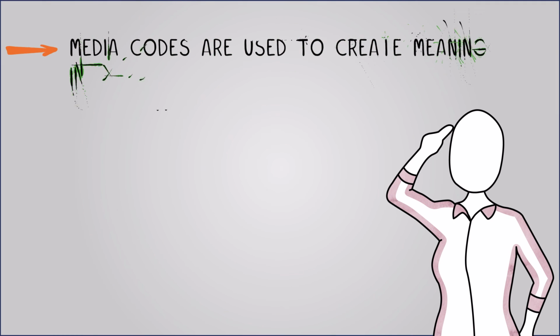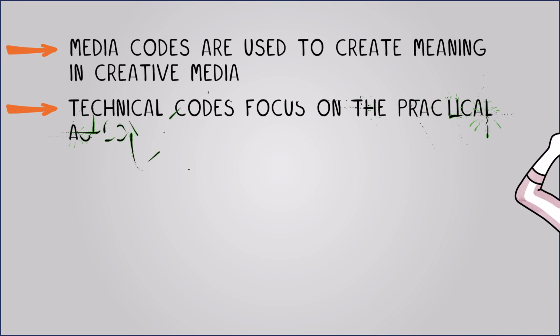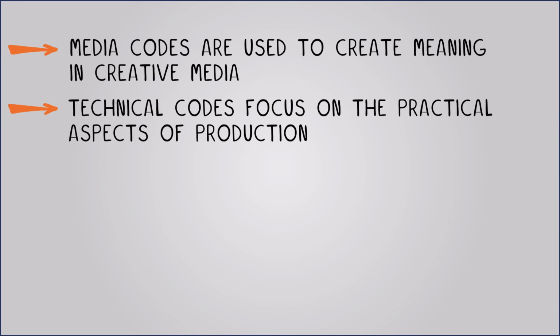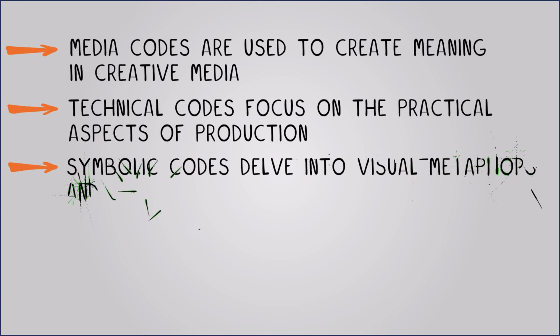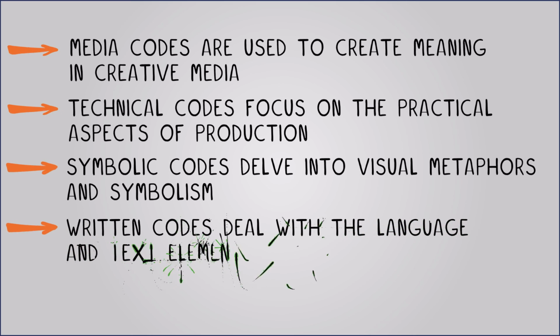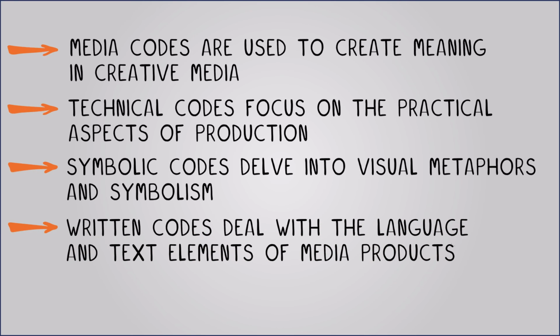In conclusion, media codes are the tools and techniques used to create meaning in creative media. Technical codes focus on the practical aspects of production. Symbolic codes delve into the realm of visual metaphors and symbolism. And written codes deal with the language and text elements of media products. By understanding and effectively using these codes, creators can craft engaging and meaningful experiences for their audience.